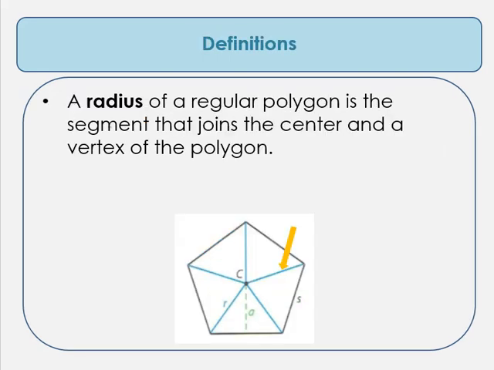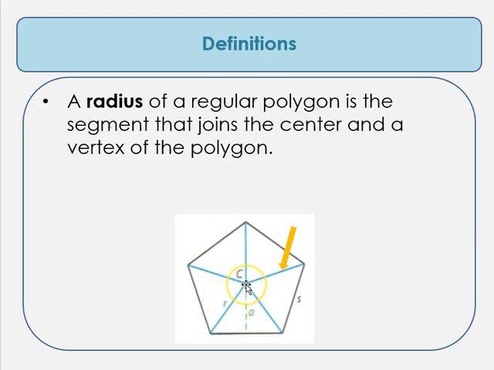A radius of a regular polygon is the segment that joins the center and the vertex of the polygon. So let me say that again. A radius of a regular polygon is the segment that joins the center and the vertex of the polygon. So polygons have a radius also.